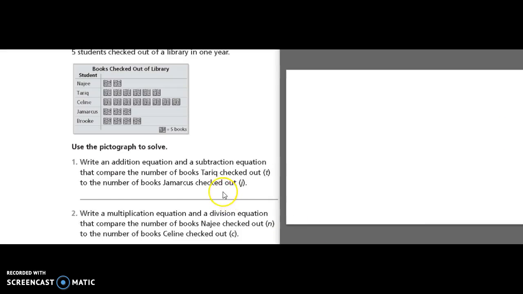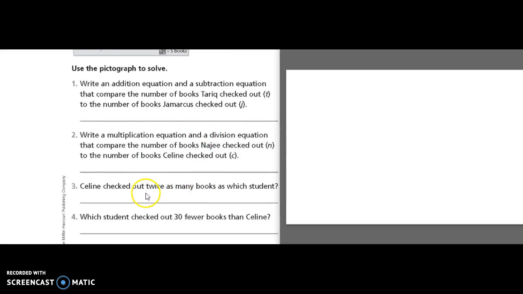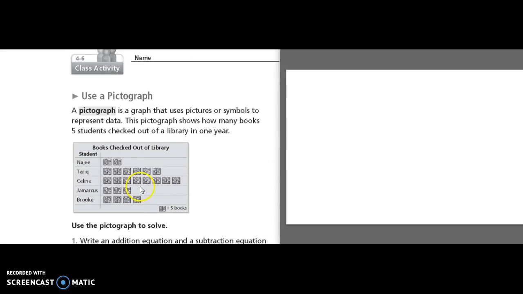Alright, so let's look at the next one. It says Celine checked out twice as many books as which student? We were just working with Celine, so we already know that she has 40 books. So we need to figure out she checked out twice as many as who. What is the math that I need to do there? The math that I need to do here is going to be 40 divided by 2.